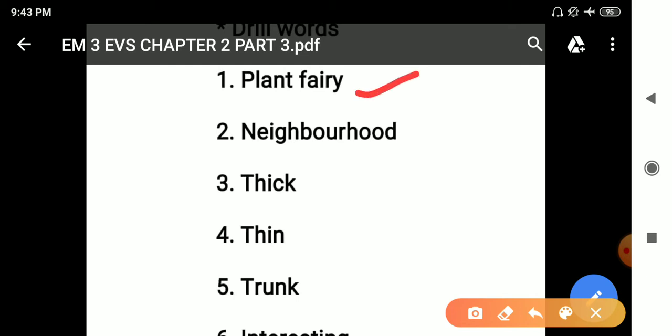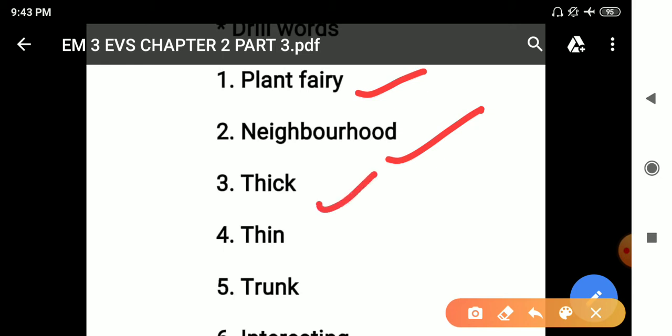First is plant fairy. Plant means different kinds of plants, trees, and all those things. Fairy means a fairy, like our tooth fairy. Then there is neighborhood, which means the neighbors who stay around us, and they are known as our neighborhood.